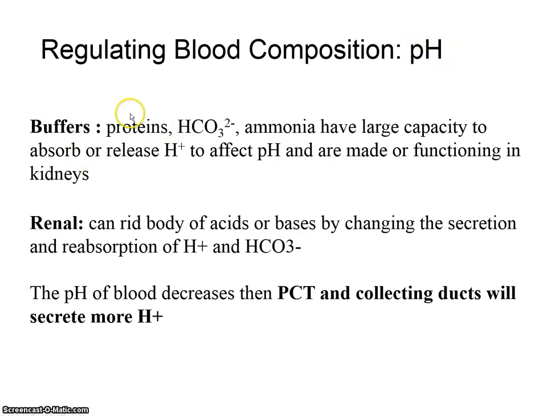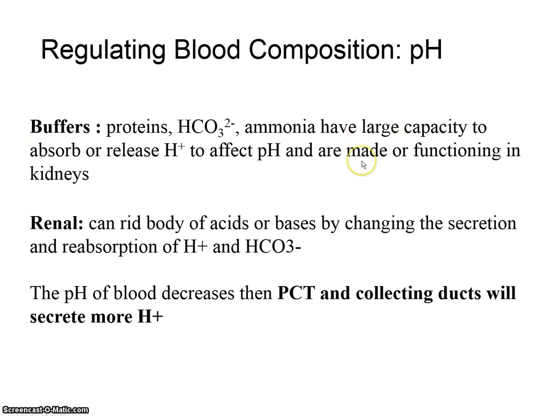So proteins are buffers. Bicarbonate is a buffer. Ammonia even has a capacity, right? NH3 can absorb a hydrogen, since free hydrogen ions are acids, and make ammonium ions. So ammonia also has a capacity to absorb or release hydrogen to affect pH. And they are made or functioning in the kidneys.